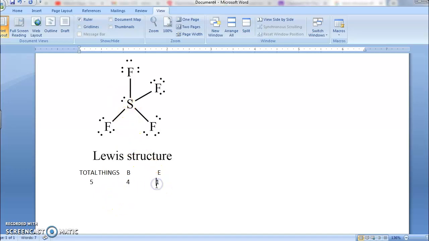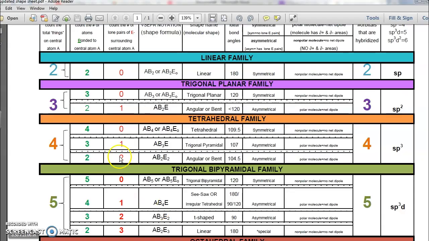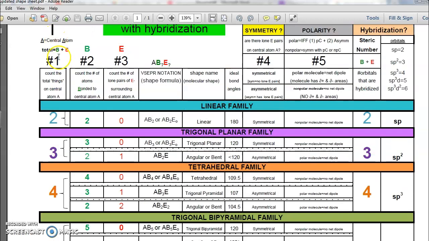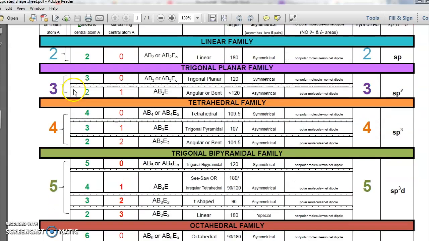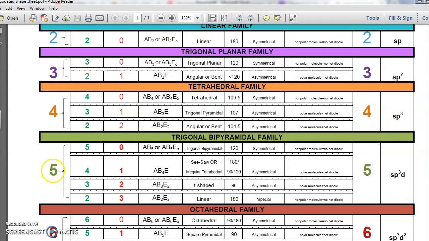That means there must be one lone pair if there's 5 total things. So on the shape sheet, we're going to find the column. We're going to start in the leftmost column and look for the 5. Here's our shape sheet. Our total things is the bonded atoms B and our lone pairs E. I go down to 5. This molecule belongs in the trigonal bipyramidal family.